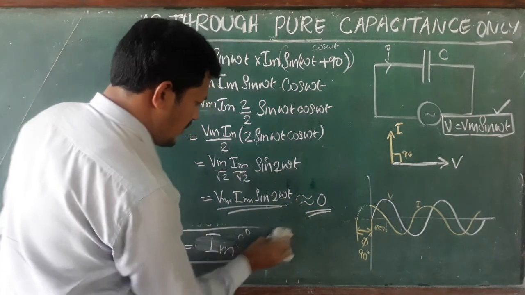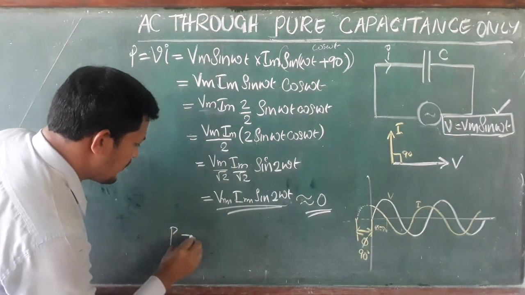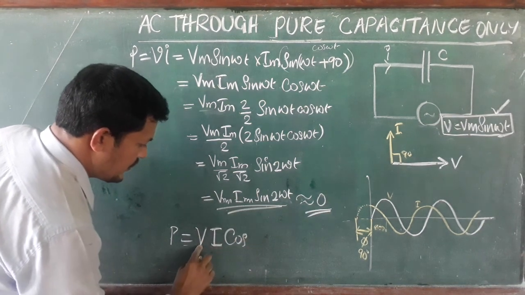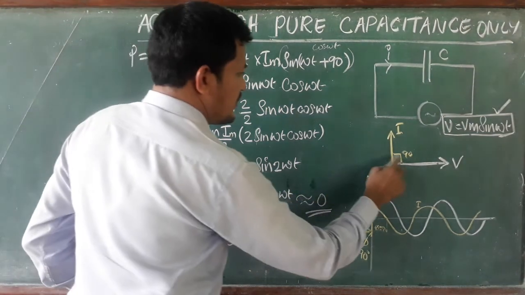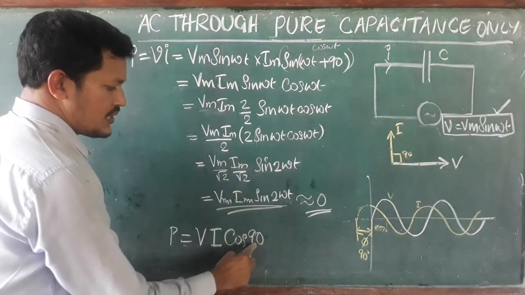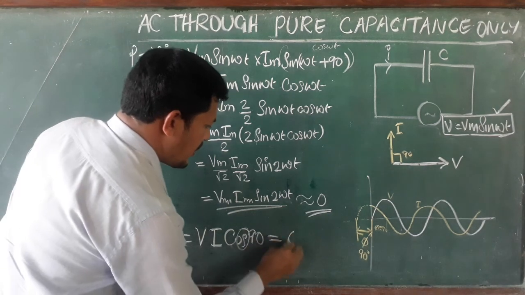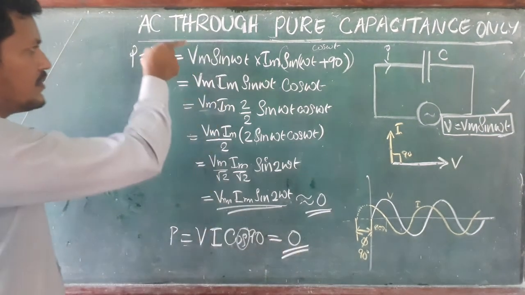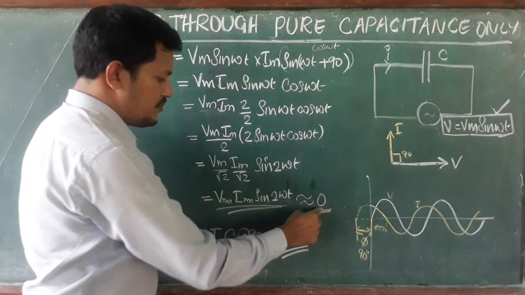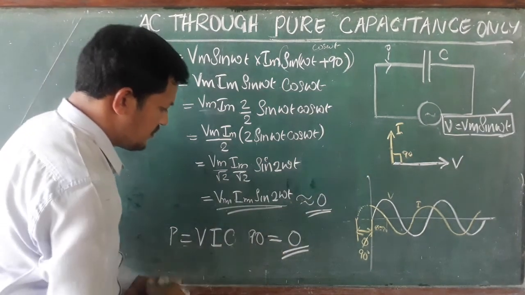From the vector diagram or phasor diagram also we can find out. From this phasor diagram, power equals voltage times current times the cosine of the angle between voltage and current. The angle between voltage and current is 90, and we know that cos 90 equals 0. So this value becomes 0 and power is 0. So from the mathematical calculation and from the phasor diagram, we observed that in a pure capacitor the power is 0.